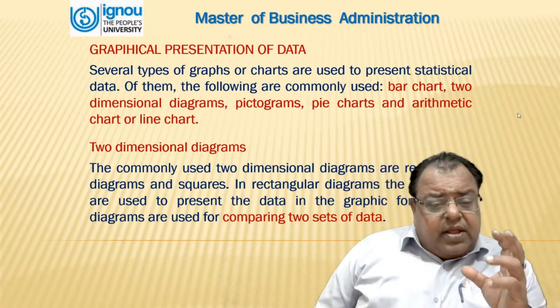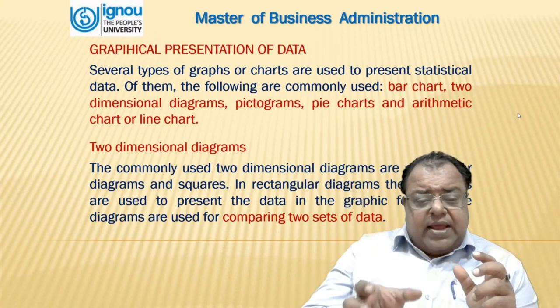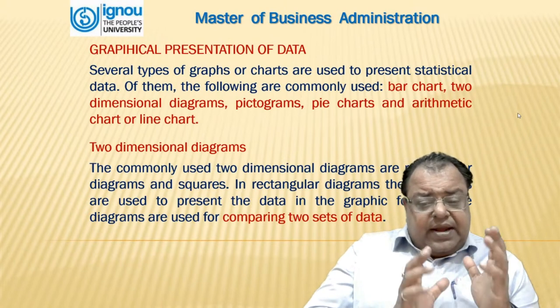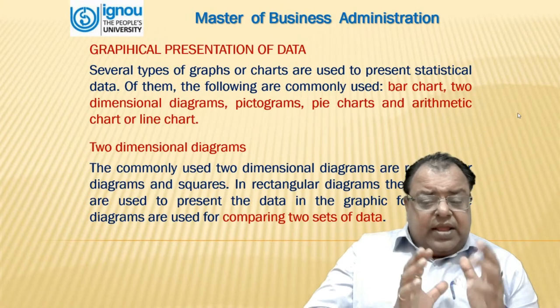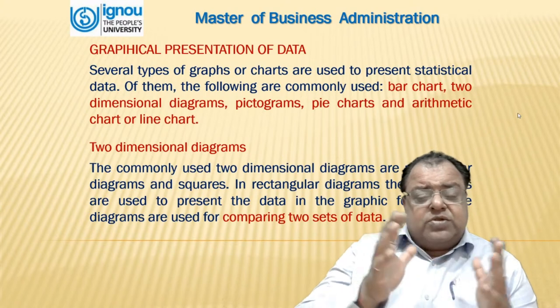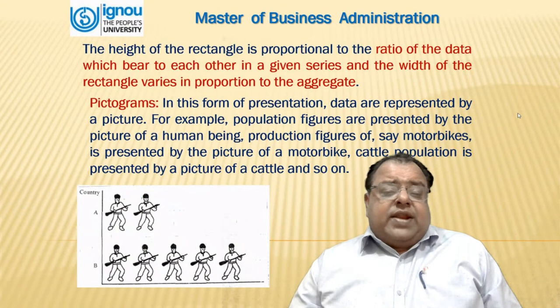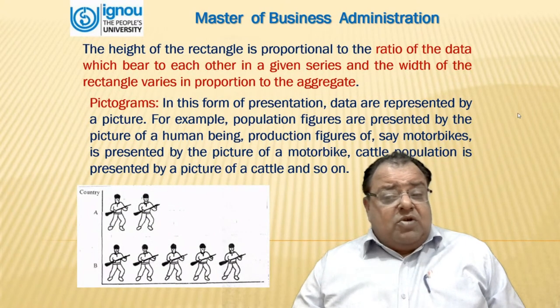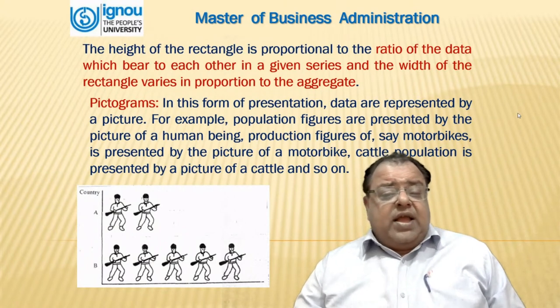Two-dimensional diagrams. The commonly used two-dimensional diagrams are rectangular diagrams and squares. In rectangular diagrams, rectangles are used to represent the data in graphical form. The diagrams are used for comparing two sets of data. The height of the rectangle is proportional to the ratio of the data which bears to each other in a given series, and the width of the rectangle varies in proportion to the aggregate.